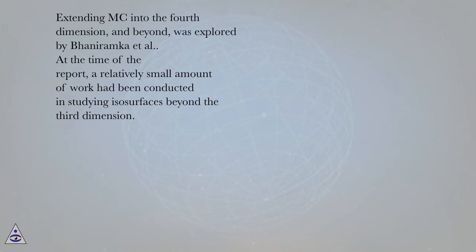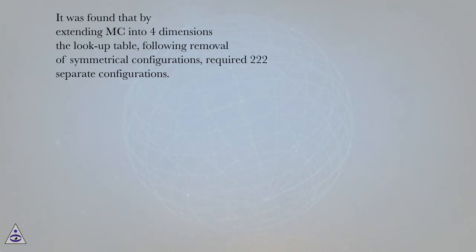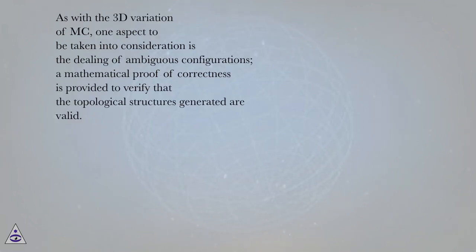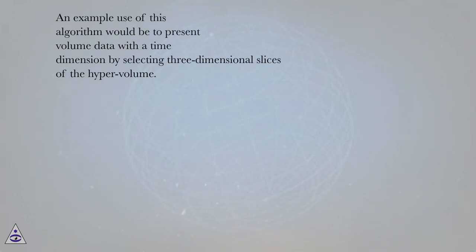third dimension. It was found that by extending MC into 4 dimensions, the lookup table, following removal of symmetrical configurations, required 222 separate configurations. As with the 3D variation of MC, one aspect to be taken into consideration is the dealing of ambiguous configurations. A mathematical proof of correctness is provided to verify that the topological structures generated are valid. An example use of this algorithm would be to present volume data with a time dimension by selecting 3-dimensional slices of the hypervolume.